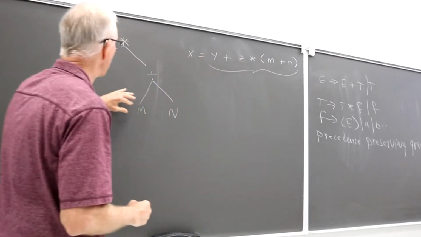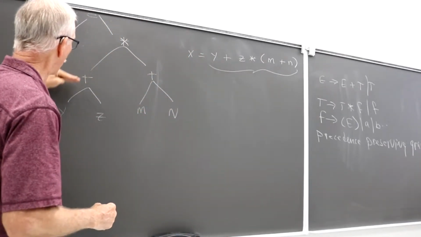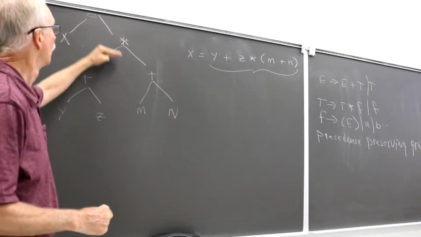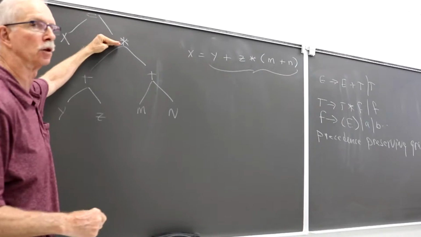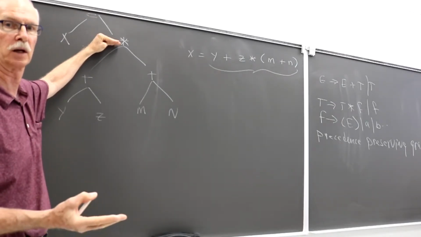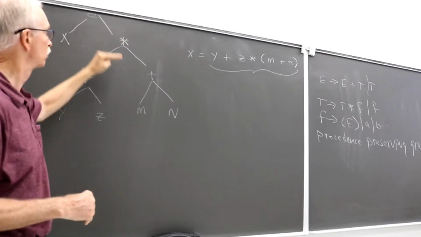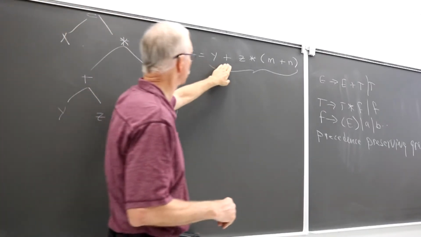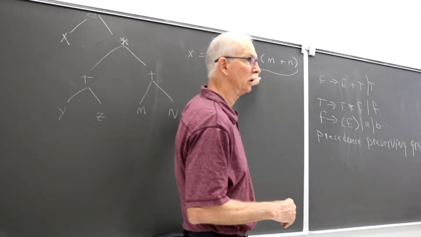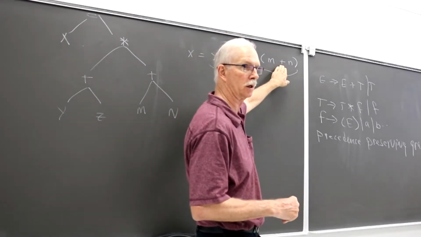But what it amounts to is those things lower in the parse tree are evaluated first. These things higher in the parse tree are considered or evaluated later. So this plus can be done first, but this multiply can't be done until after this plus is done.